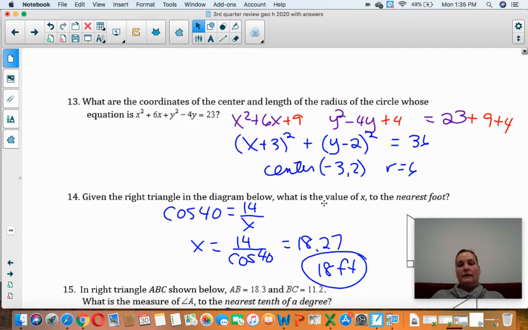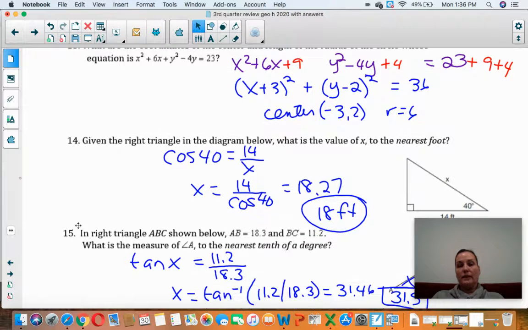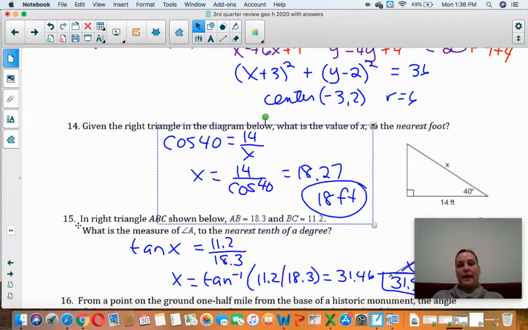Number 14 is a right triangle, and I'm trying to find the value of x to the nearest foot. I'm going to use cosine on this problem because I do have adjacent and hypotenuse. Remember, SOHCAHTOA is the way that you do this, and cosine is adjacent over hypotenuse. So I'm going to do cosine of 40 equals 14, which is the adjacent, over x, which is the hypotenuse.